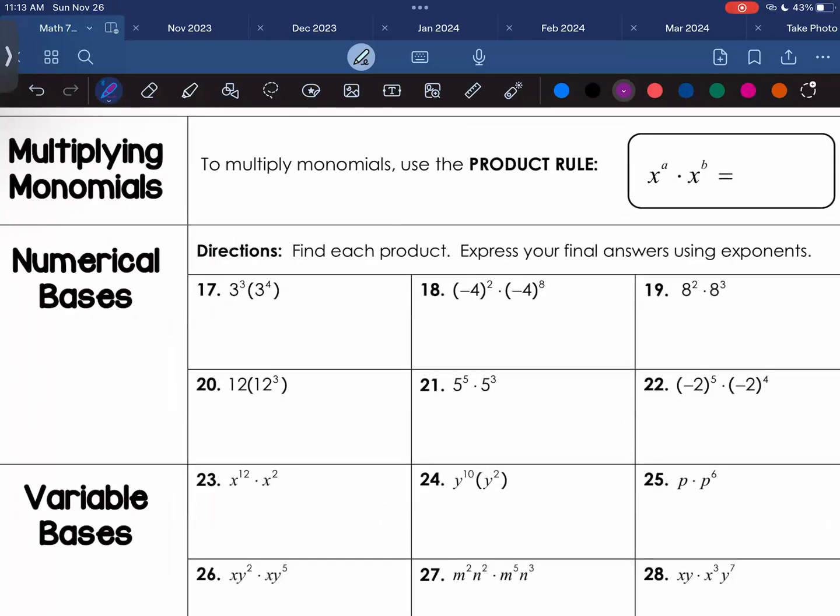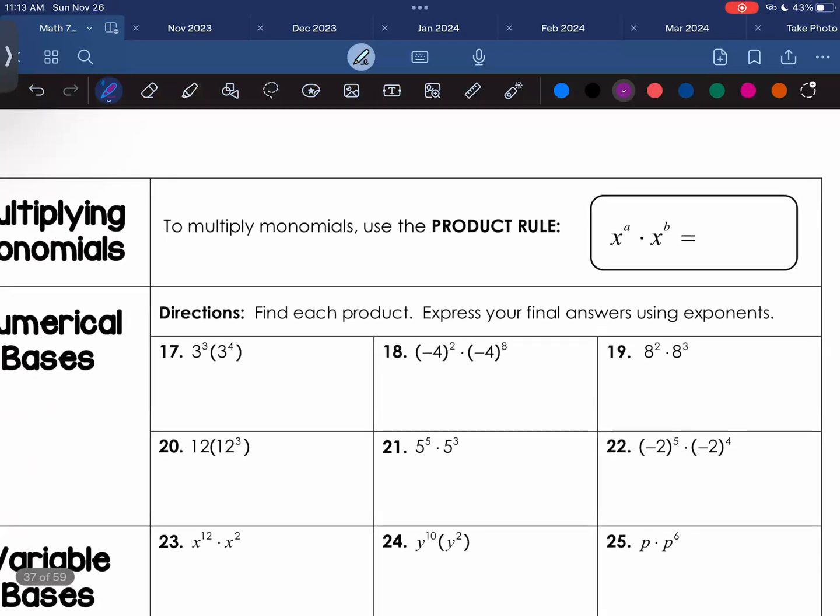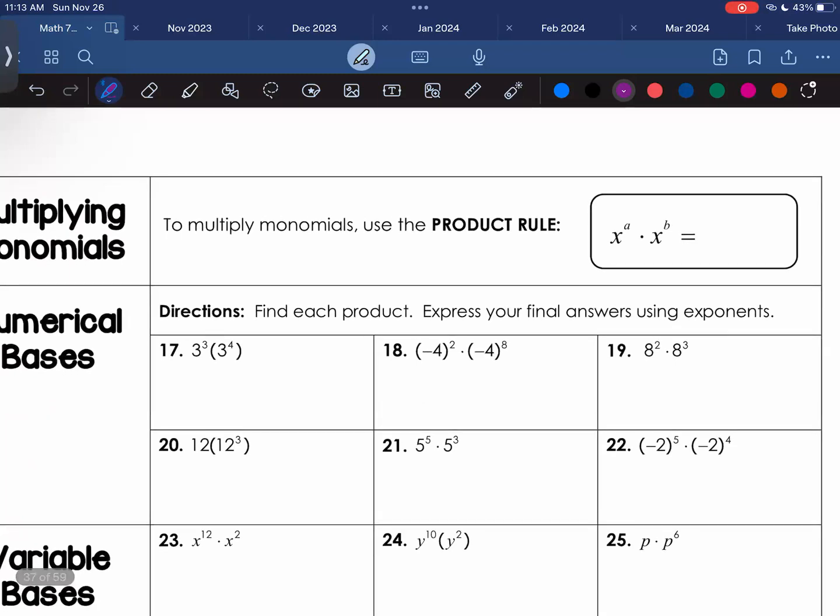To multiply monomials, you're going to use the product rule, which says that x to the power of a times x to the power of b equals x to the power of a plus b. And that might sound confusing, but it's not. So I'm just going to write this note at the top that says, when multiplying terms, you add your exponents. And we'll see what that looks like down below.